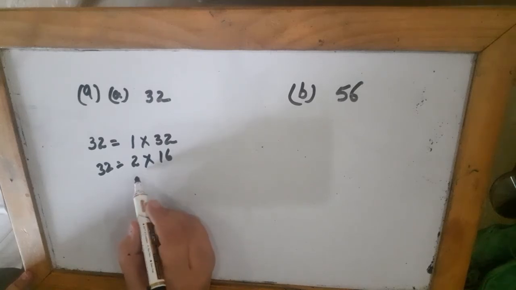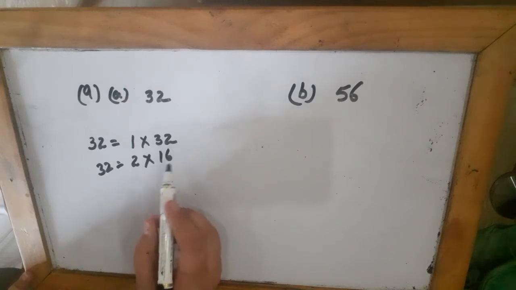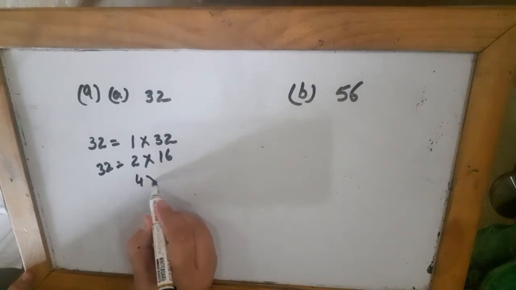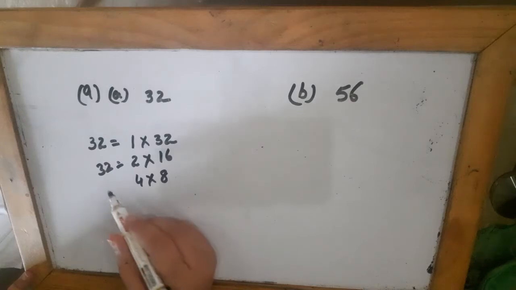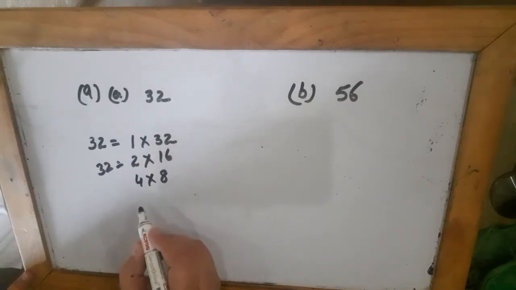Now the table of 3. Do you get 32 on the table of 3? No. 3 10s is 30 and 3 11s is 33. So not on the table of 3. Now 4, yes, 4 8s is 32. Now 5, no. 5 6s are 30, 5 7s are 35, no, 32 is not there.